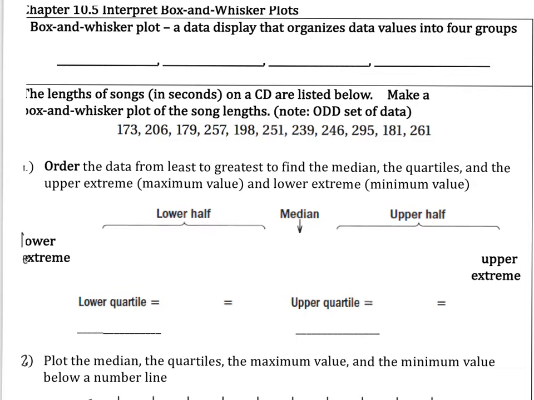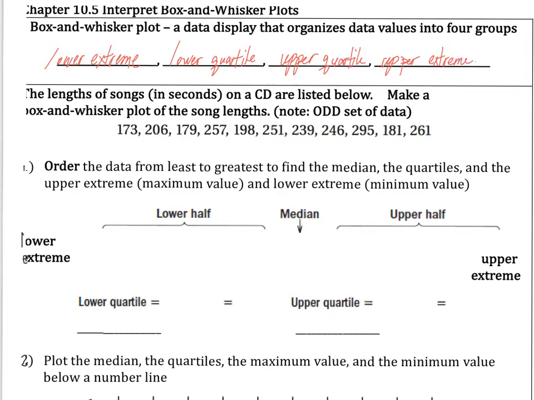The first vocab I would like you to revisit is the lower extreme, meaning the smallest number of a data set. Then we have the lower quartile, which I will explain a little later, but for now it is the median, the middle number of the lower half of the data set. And you have the upper quartile, which is the median, or the middle number, of the upper half of a data set. And then you have the upper extreme, which is the biggest number of a given data set.